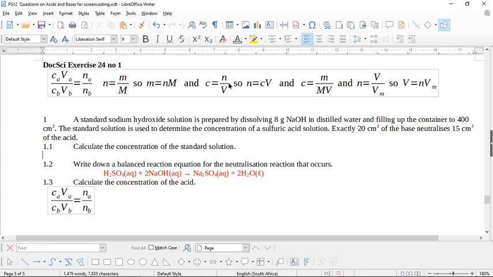For concentration, we usually use C equals n over V, but we've been given a mass here. The sodium hydroxide is 8 grams of sodium hydroxide. This is a mass, so I would rather use this formula. If you use the other formula, you need 2 steps: n equals m over M, and then C equals n over V. But if you do C equals m over MV, it's 1 step.